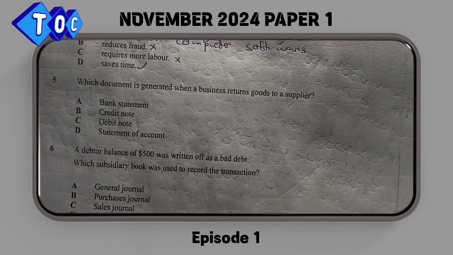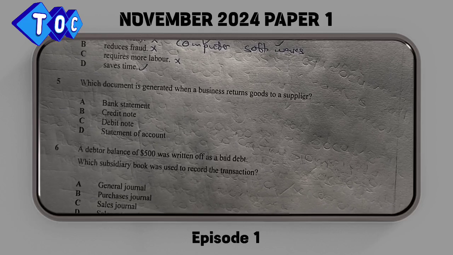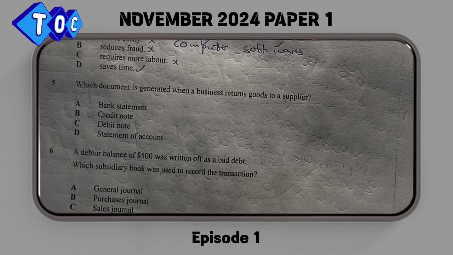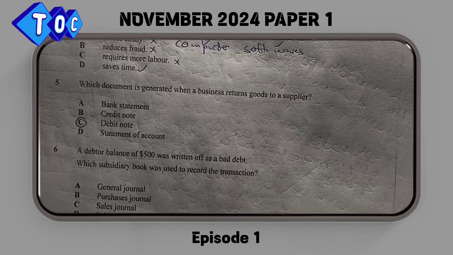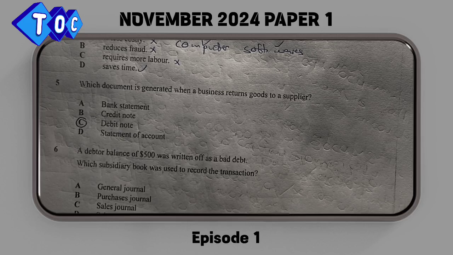Moving on to number 5, it reads, which document is generated when a business returns goods to a supplier? So the correct answer is C. Why am I saying it's C? Let me explain each and every document one by one so that you understand why I am saying C is the correct answer.